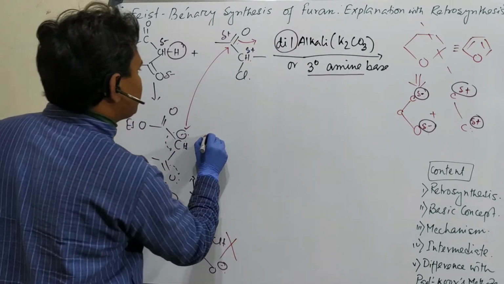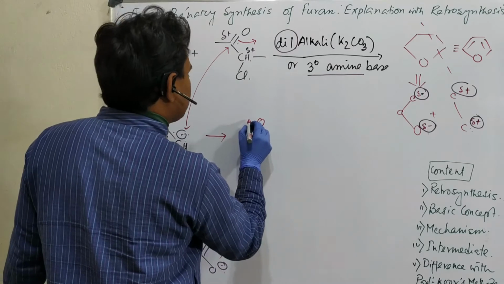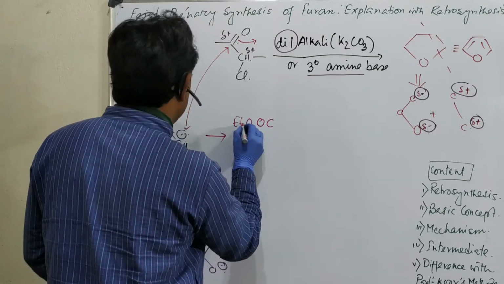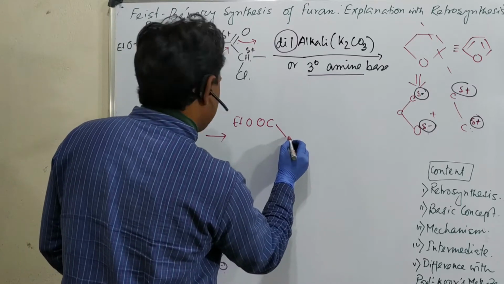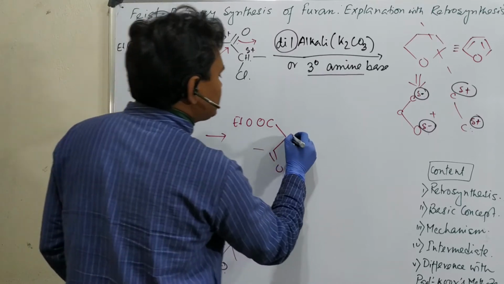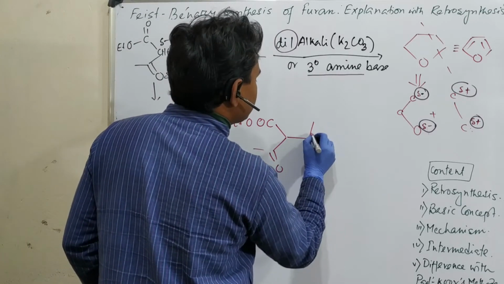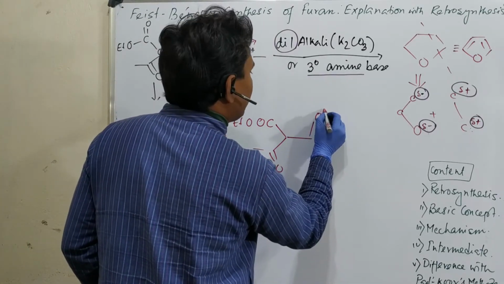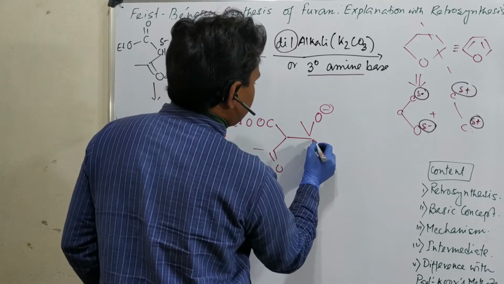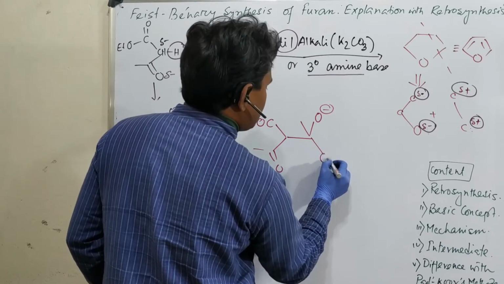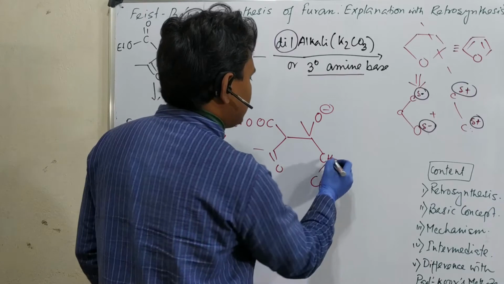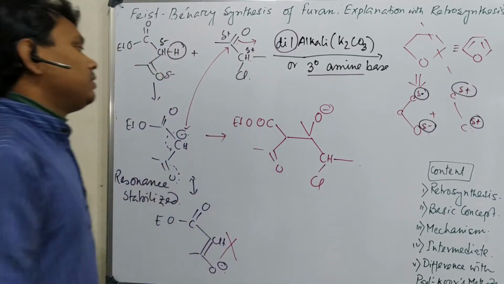So ultimately what is the product? COOEt this side, this is the carbonyl, and this is attached to O minus, it opened, this is one CH Cl, this one. Okay, fine.